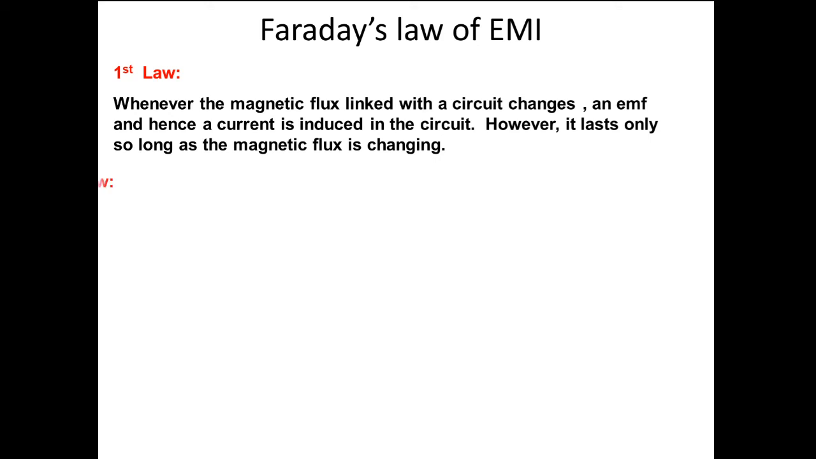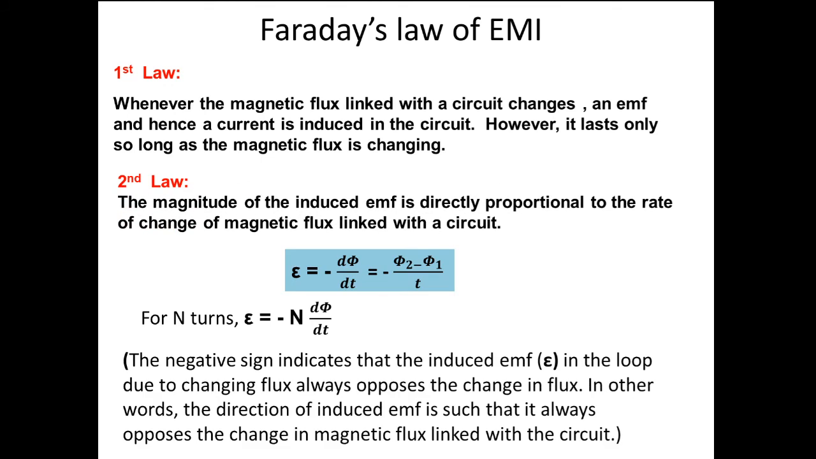The second law gives the magnitude of that induced EMF. It says the magnitude of induced EMF is directly proportional to the rate of change of magnetic flux linked with the circuit, so EMF equals negative of d phi by dt, or we can say negative of (phi 2 minus phi 1) by t. For n turns, it will be minus n d phi by dt.